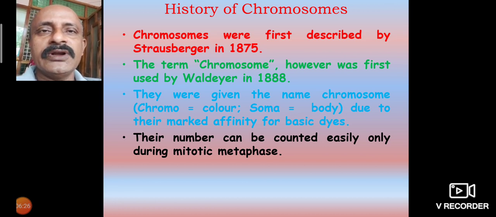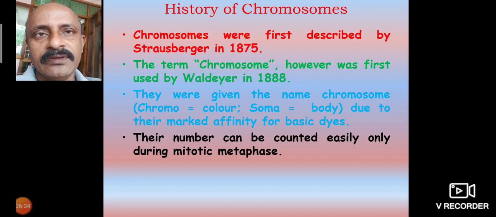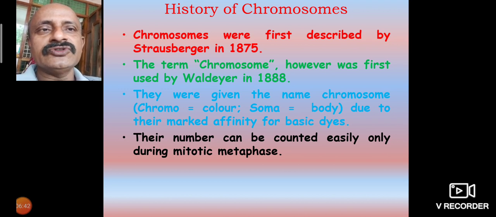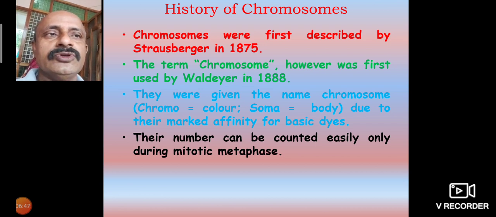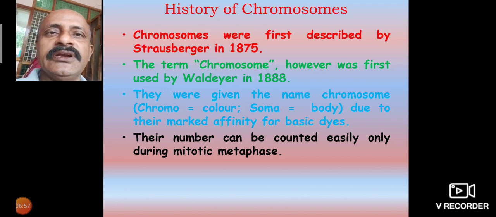Who discovered the chromosome? What is the importance of the chromosomes? The chromosomes were first discovered by Strasburger in 1875. In 1875 he was the first scientist to report the chromosomes. The term chromosome, however, was first used by Waldeyer. Strasburger first identified them, and Waldeyer introduced the term. They were given the name chromosome.